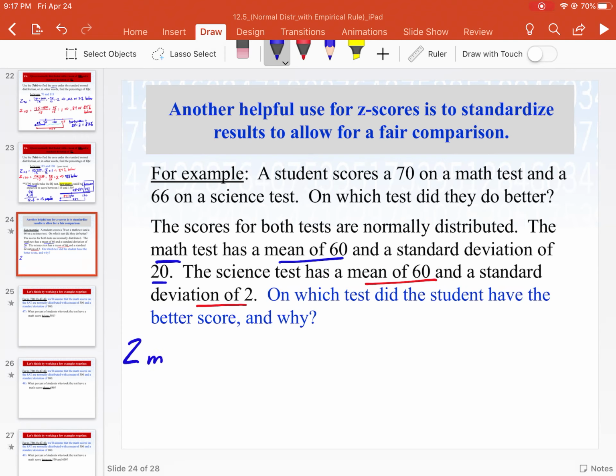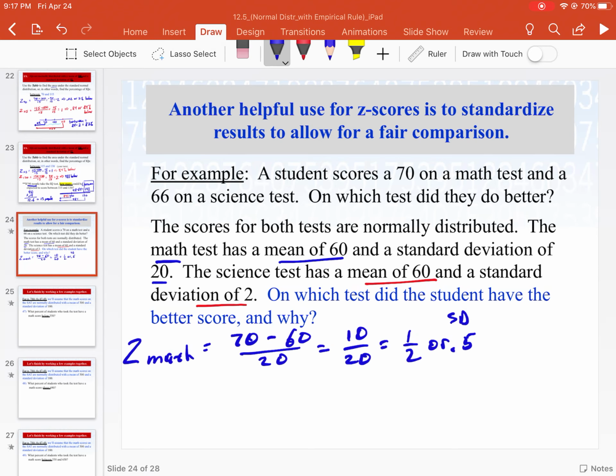So the z-score for math, let's see, they got a 70. That was the data item, 70, and the mean on the math test is 60. And the standard deviation is 20. Wow, it's 20. That's pretty big. So that's 1/2 or 0.5. So 0.5 standard deviations above. Well, let's go take a look at what the percentage is for that.